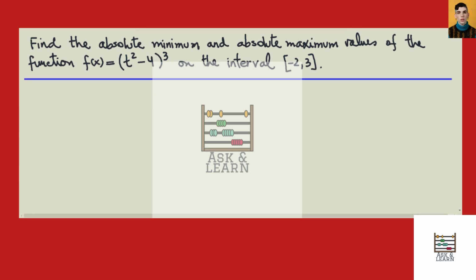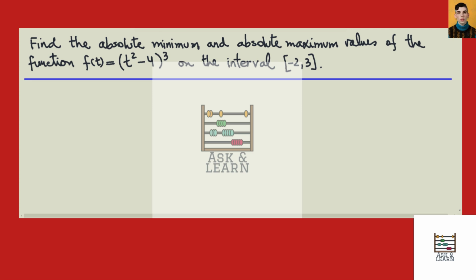Let's find the absolute minimum and absolute maximum values of the function f of t equals (t squared minus 4) to the third on the interval [-2, 3].